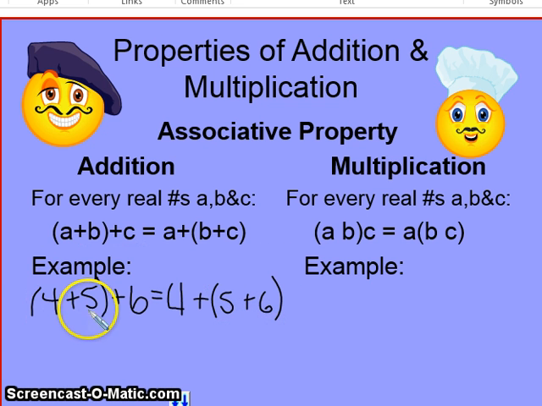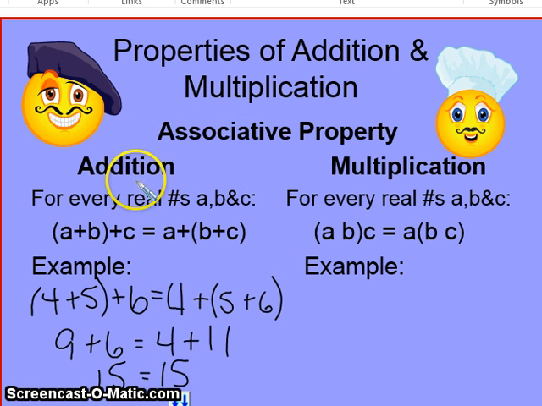When I simplify this side, I get 4 plus 5, which is 9, plus 6. And here, I get 4 plus 5 plus 6, which is 11. Now when I add these two, I will get the same value. 9 plus 6 is 15. 4 plus 11 is also 15. The associative property of addition says that I can group the numbers in any way I want in an addition-only problem, and it doesn't change the value of the expression.